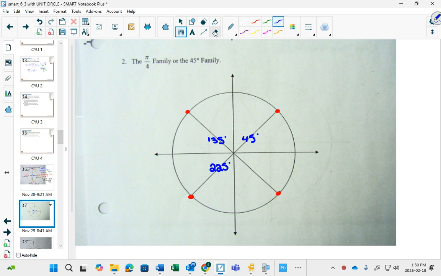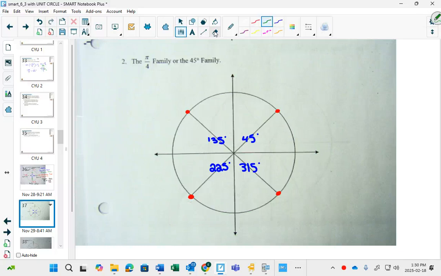That gives you 225 degrees. And in quadrant 4, you would go all the way around, which is 360, and minus your 45 degrees, you have 315 degrees.